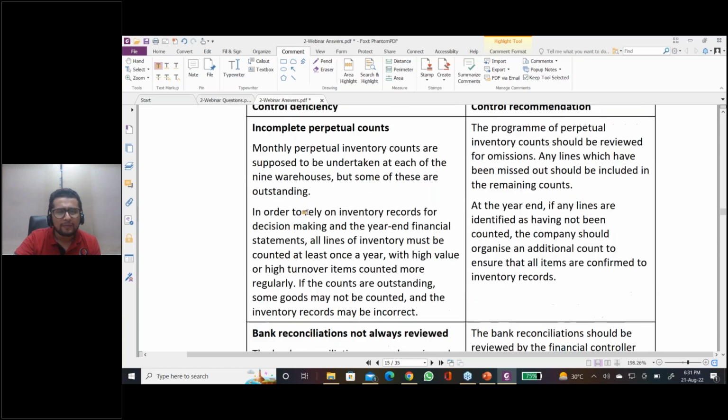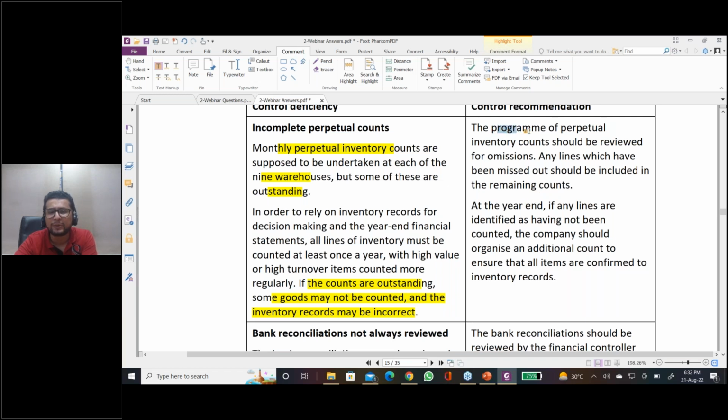What about the second deficiency? Monthly perpetual inventory counts are supposed to be undertaken at each of the 9 warehouses, but some of these are outstanding, so you didn't perform. As a result, if counts are outstanding, some goods may not be counted and the inventory records may be incorrect. Some of the items could be stolen and the company might not be able to figure it out. What should be your recommendation?